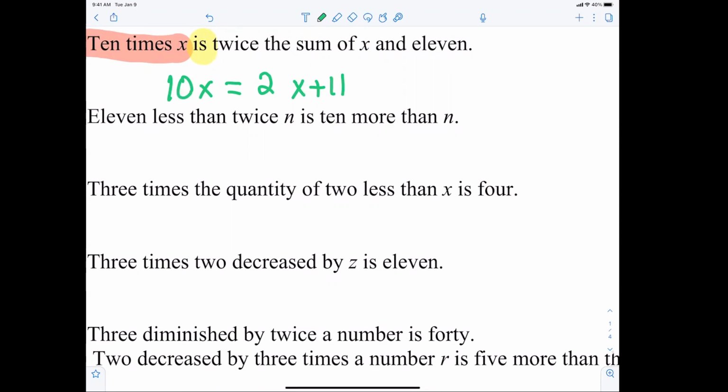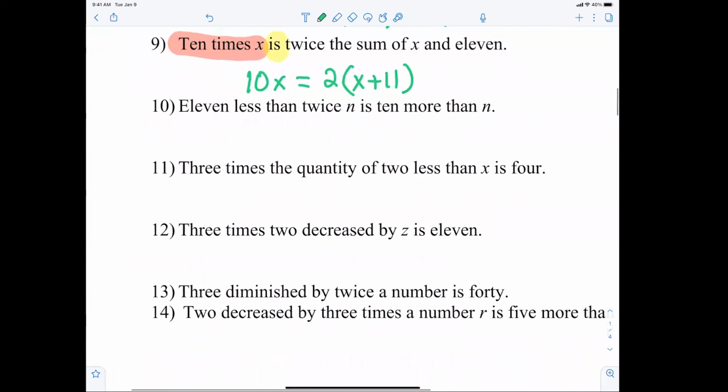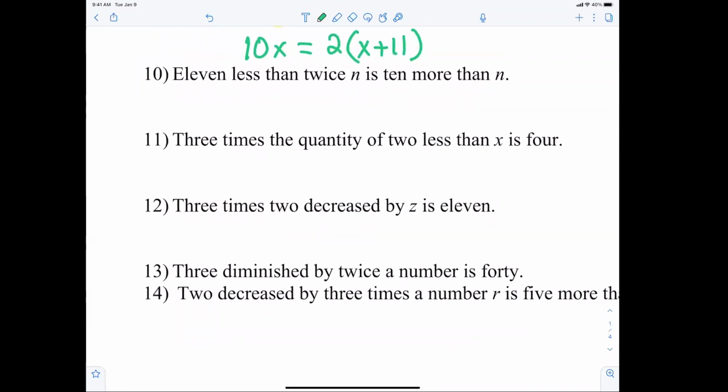No, it's good. Ashley? Parentheses. Because what are you multiplying by 2? The sum of x and 11. All right, did I skip anybody? Cole? All right, Cole. Go, number 10.